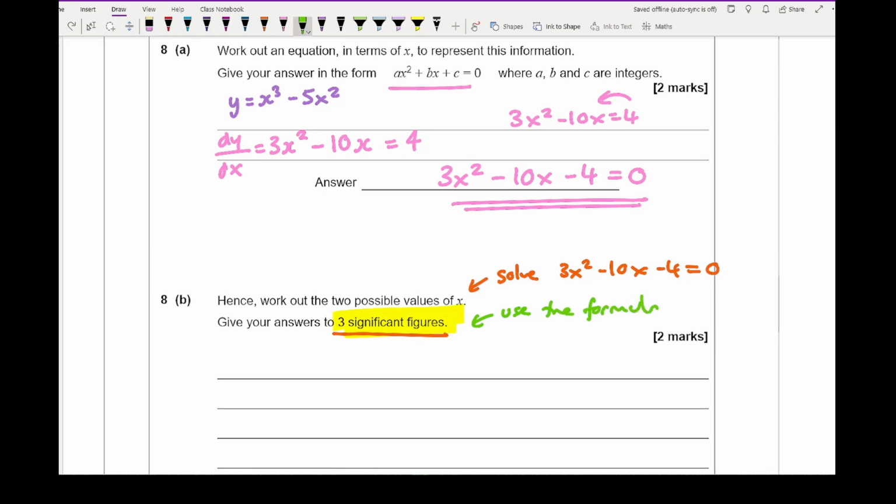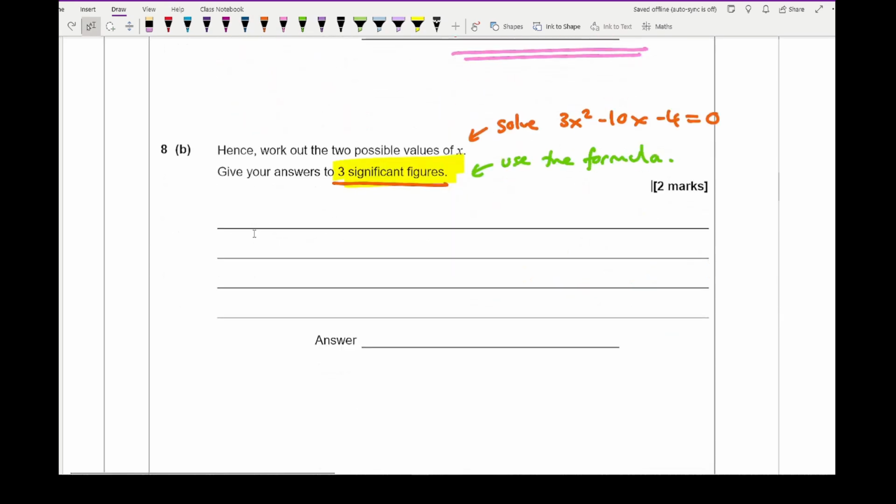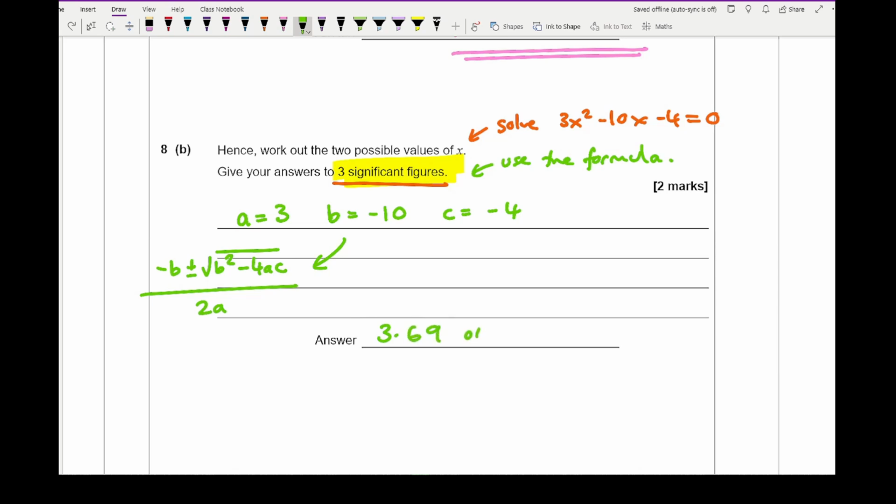So I'm using the quadratic formula, and again, if you've got one of the A-level calculators, it will do it for you. But basically, you have an A value of 3, a B value of minus 10, and a C value of minus 4. Remember, the quadratic formula looks something like this. And we substitute those values into the formula. If you do that correctly to 3 significant figures, you should end up with an answer of 3.69 or minus 0.361. And there we go.